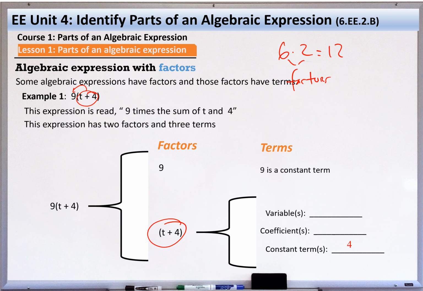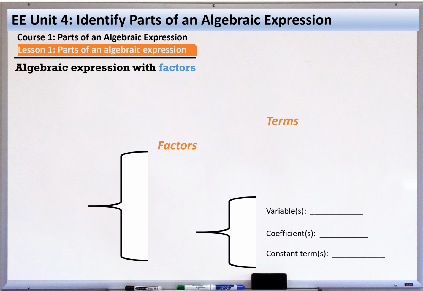And the 9 is still a constant term. It doesn't change. And another factor, t plus 4, I can break that down to a constant term of 4, my variable of t, and my coefficient of 1. So what we're stressing here is that you can separate some algebraic expressions into factors. We'll do one more before we take a break.